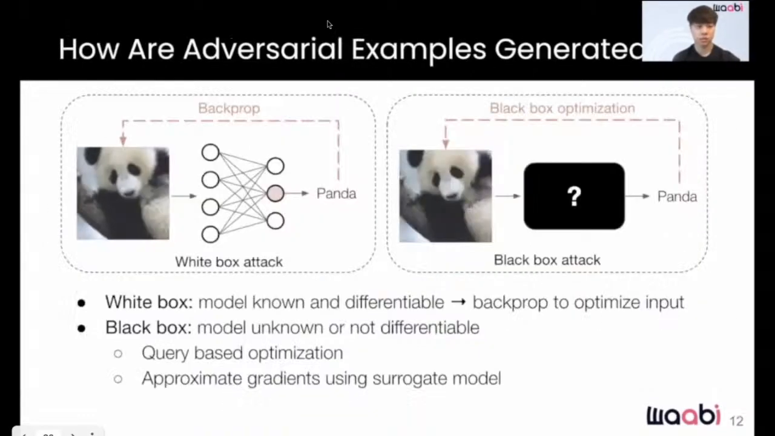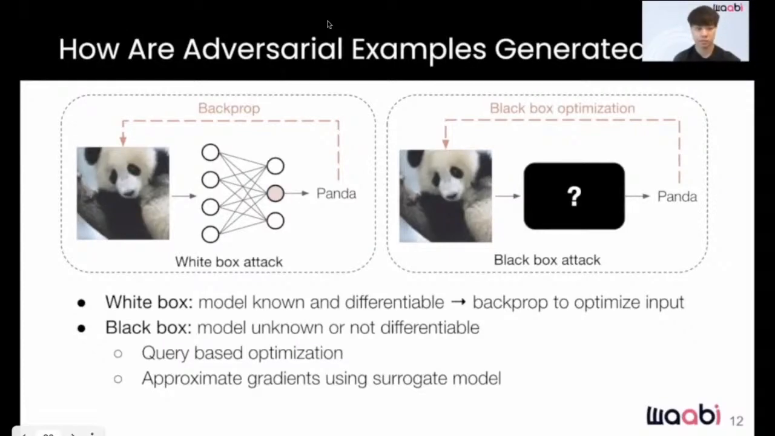How are adversarial examples generated? The main idea is to perturb the clean input minimally while changing the model output. In a white box setting where the model is known and differentiable, we can generate perturbations with gradient-based optimization. Similar to optimizing the weights of a neural network, except now we're fixing the weights and optimizing the input instead.